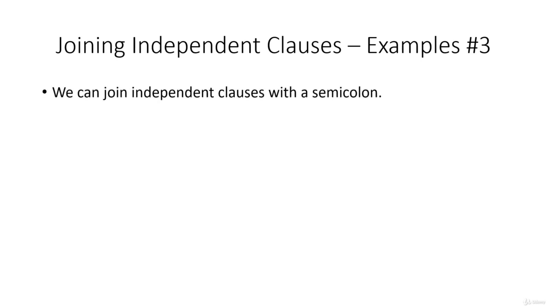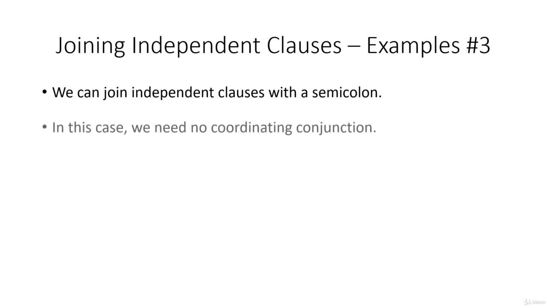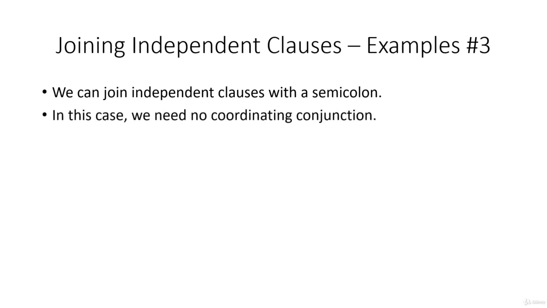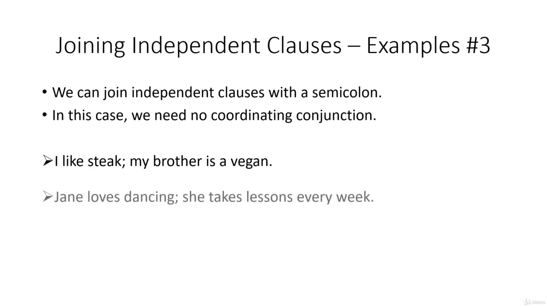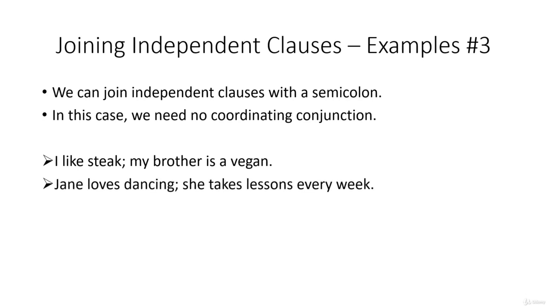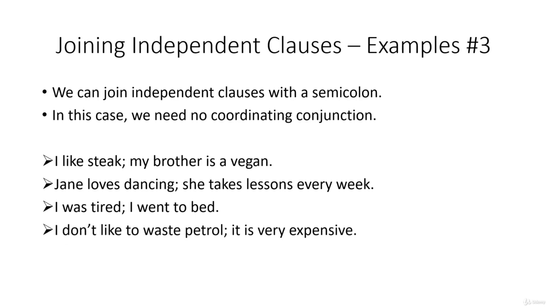So we can join independent clauses with a semicolon. In this case, we need no coordinating conjunction. I like steak; my brother is a vegan. Jane loves dancing; she takes lessons every week. I was tired; I went to bed. I don't like to waste petrol; it is very expensive. And in all of these examples, we see the 2 sentences joined with a semicolon. This is one of the correct ways to join independent clauses.